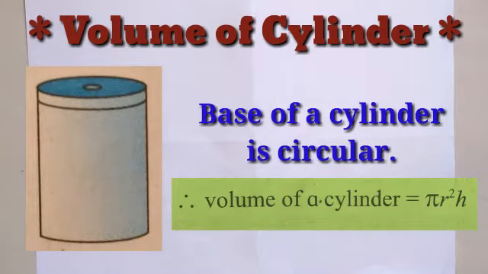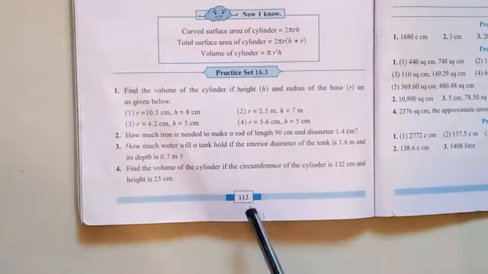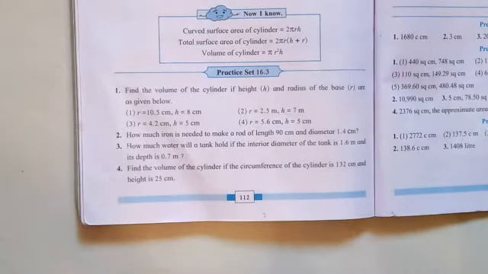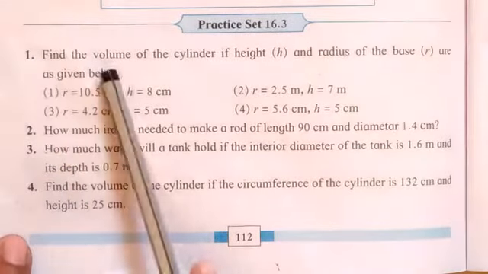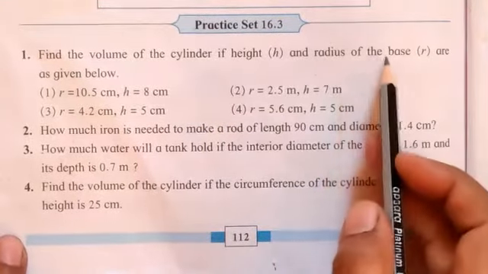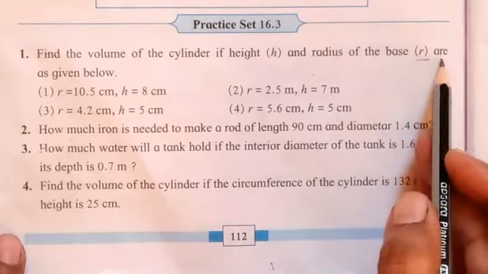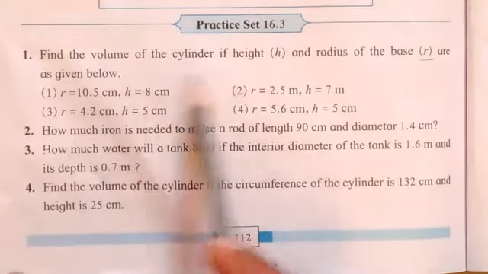So without wasting our time, let's write and learn this formula properly in your classwork notebook, and let's use it in our practice set number 16.3, which is given on page number 112. Let's solve it. Question number 1 is there: find the volume of the cylinder if height, that is h, is given, and radius of the base, that is r, is there. We have to find out the volume. Let's take one of the examples from this.